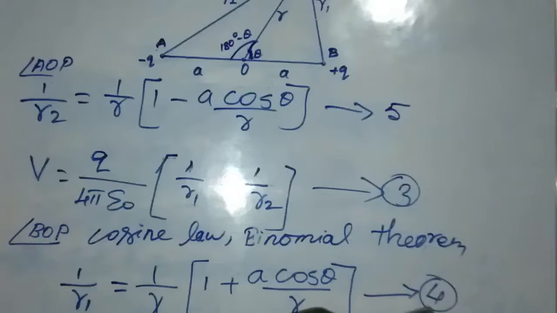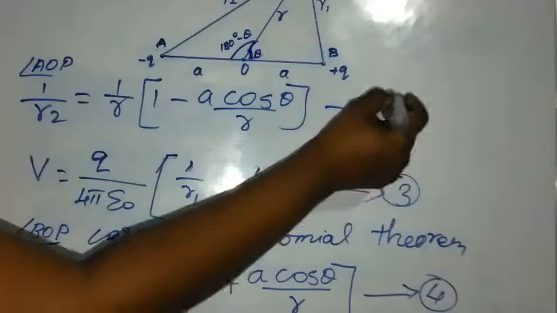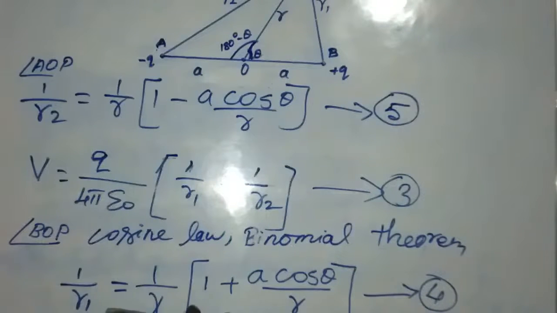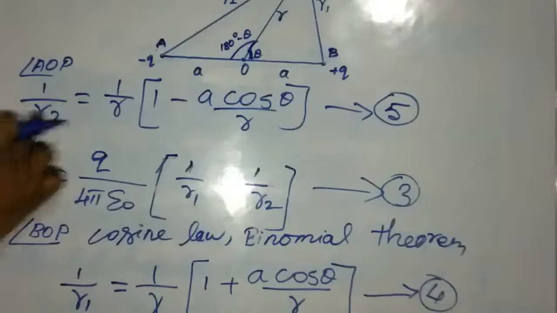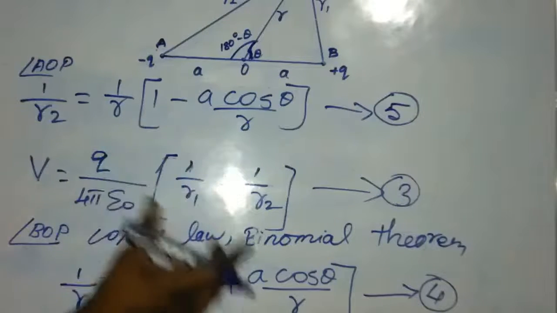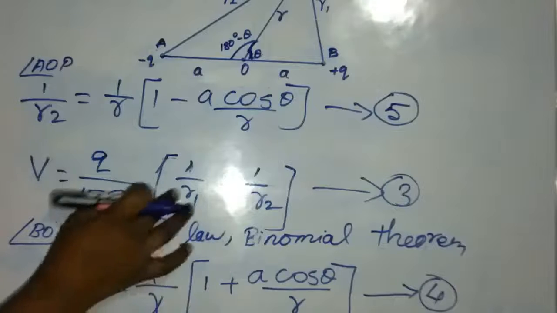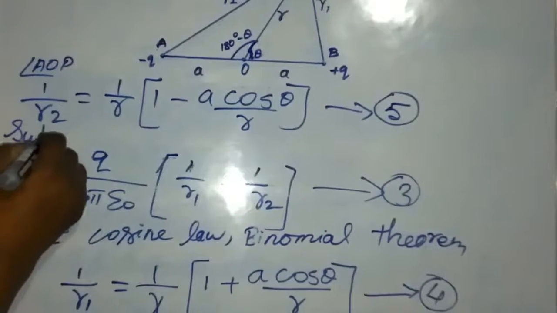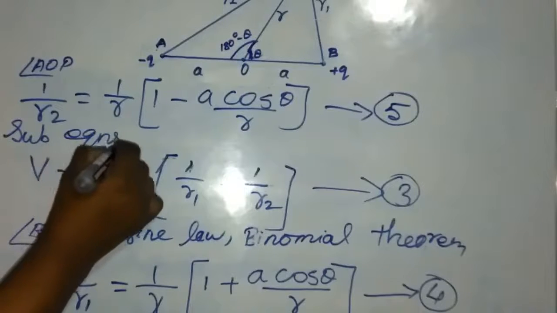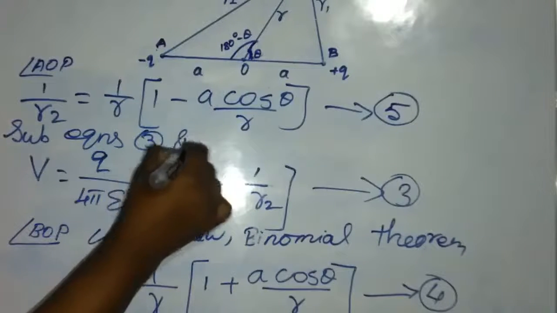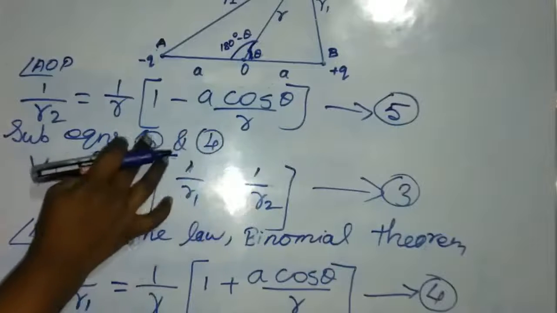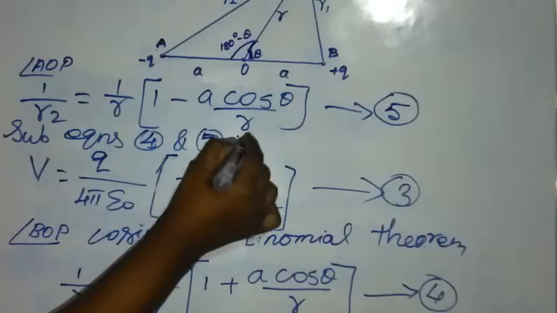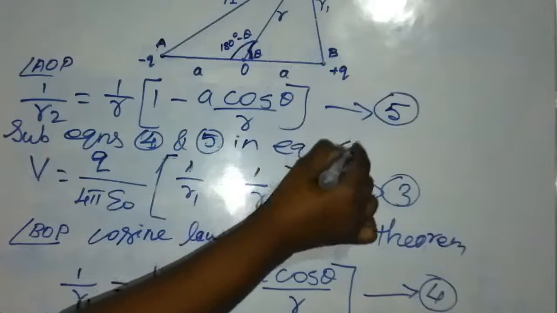Now substitute equations 4 and 5 in equation number 3. Here instead of 1 by R1, we have this value, and instead of 1 by R2, we have this value. So substitute the values of 1 by R1 and 1 by R2 in this equation. Equations 4 and 5 in equation 3.